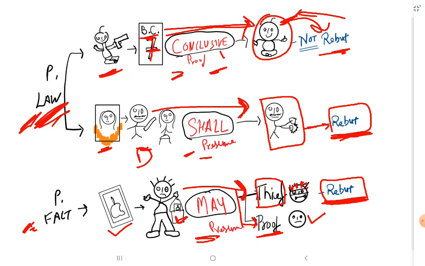It is conclusive proof by law. The law says that if the child is 7 years or less than 7 years old, then this child will be considered as innocent. The birth certificate or any evidence of age will be the conclusive proof of his innocence, and no evidence can be given against it. So this was your presumption of law.